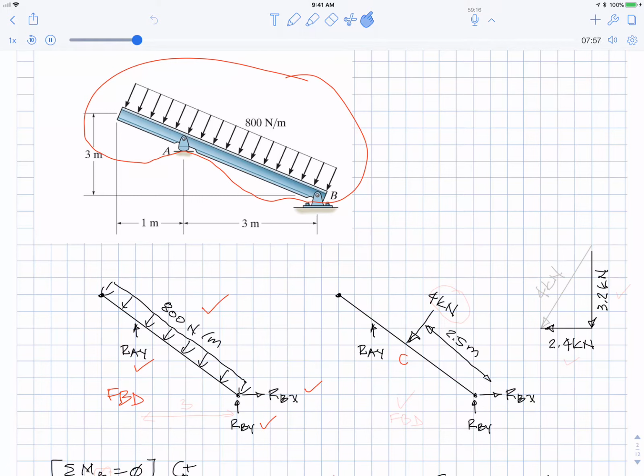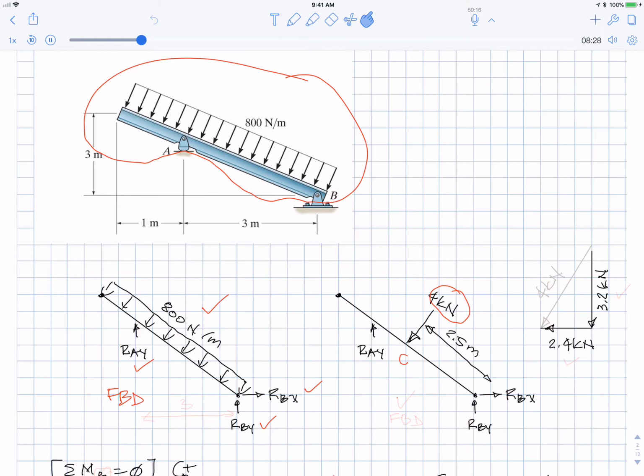The area of a rectangle is the base, and this is a 3-4-5, so it's 5 meters long, times the height, 800 newtons per meter. So 800 times 5 is 4,000 newtons. I didn't want to write 4,000, so I just wrote 4 kilonewtons. And the centroid, of course, of a rectangle is at the middle. And again, the length of the hypotenuse was 5 meters, so the middle of the rectangle is at 2.5 meters.